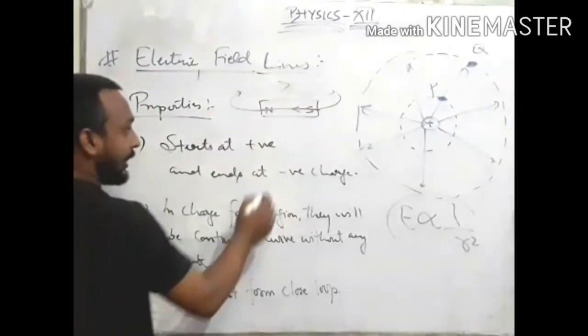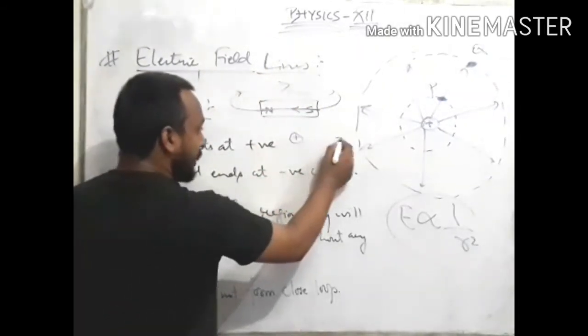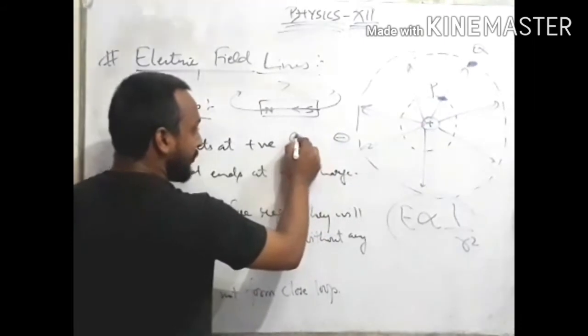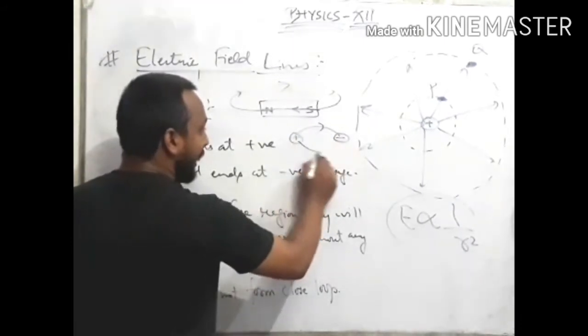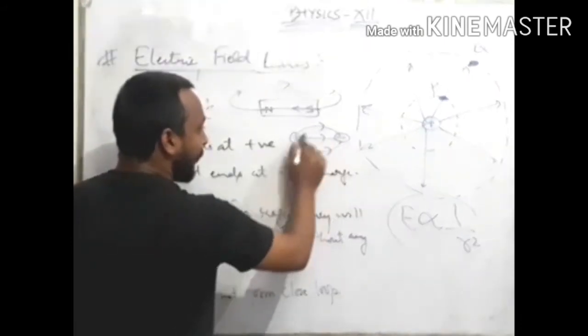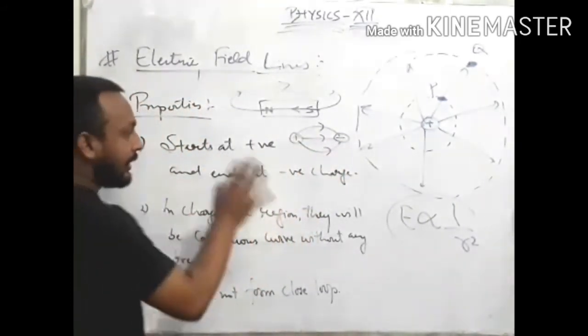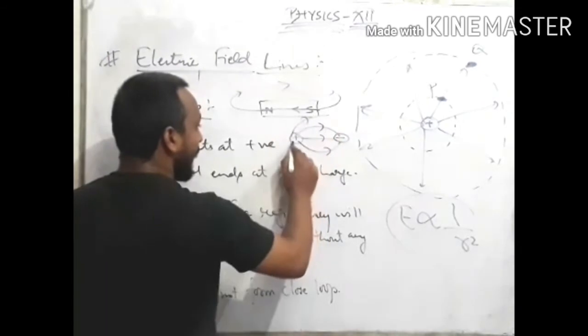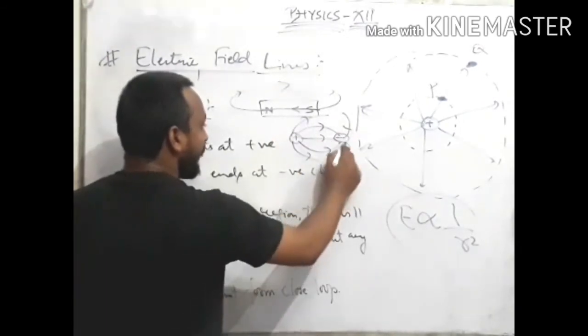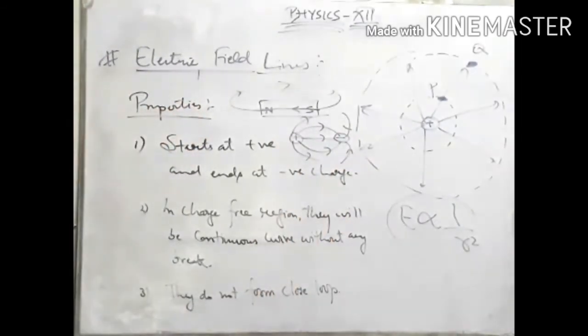But in electric field, it never happens so. Suppose this is positive charge, this is negative. It will start at positive and will end at negative. It will not form a closed loop, that it goes from positive to negative, and then comes from negative to positive, that will not happen. Okay? So this will go like this and end here at negative. It will go in this way. Is that clear? So they do not form closed loops.